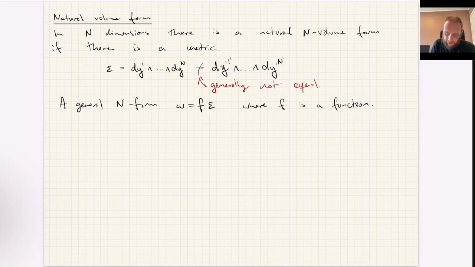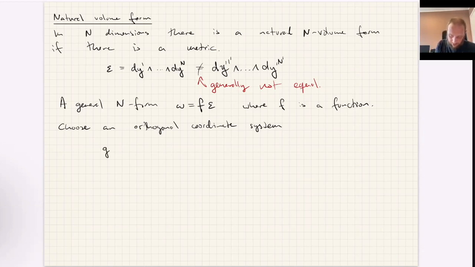So the task is to figure out what f is. If I choose now an orthogonal coordinate system, what does that mean? Well, it means that all of the coordinate directions are orthogonal to each other, so all of the off-diagonal elements of the metric are equal to 0.